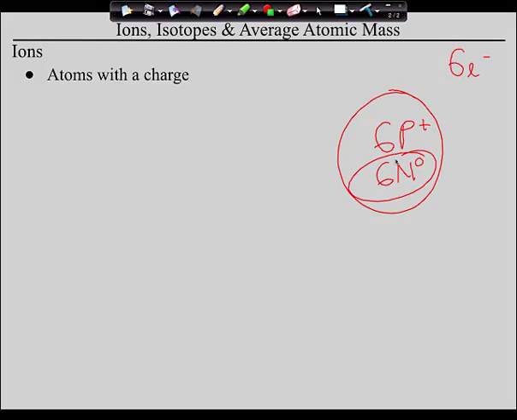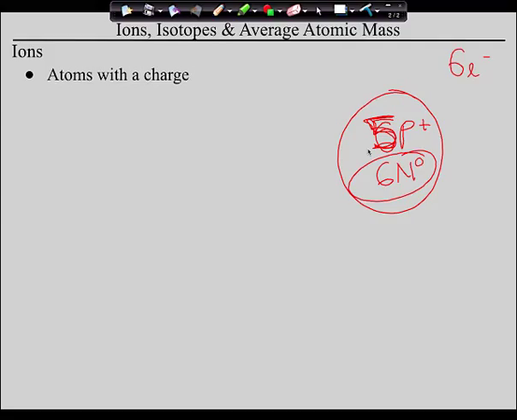Number of protons, maybe? So guys, what if we did this? What if we took away a proton and made this 5 protons? Does this atom now have a charge? Yeah, because we've got 1 extra electron than proton, so this now has a negative charge.